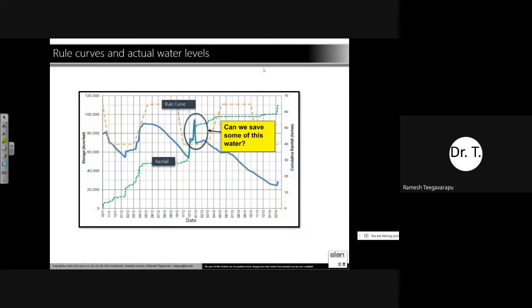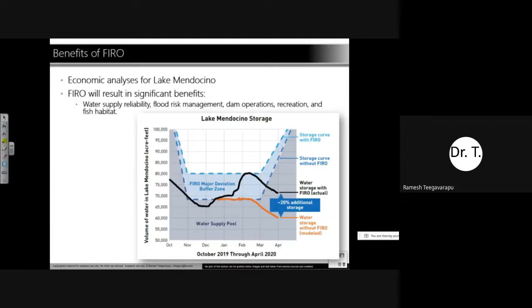Here's an example of a rule curve. The rule curve is this one, the orange line. Instead of draining this water, depending upon the rainfall, we can save that water and see how we can accommodate it in our reservoir operations based on forecasted information. So this is FIRO. You can see the rule curves without and with FIRO. With FIRO, the rule curve is much higher so that you can store more water, but without FIRO, it has gone down. So 20% additional storage can be used, and that can benefit the storage of water.